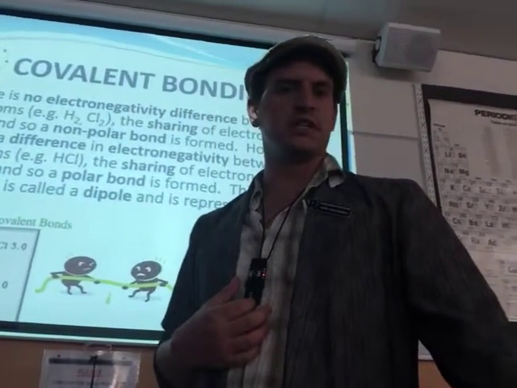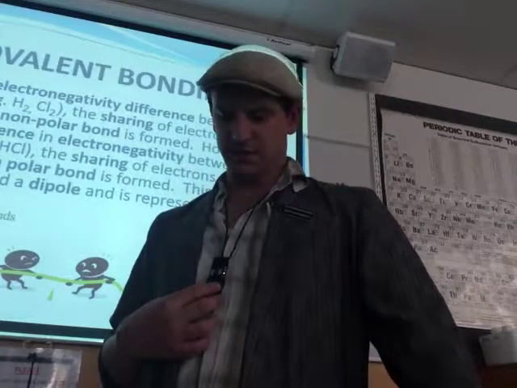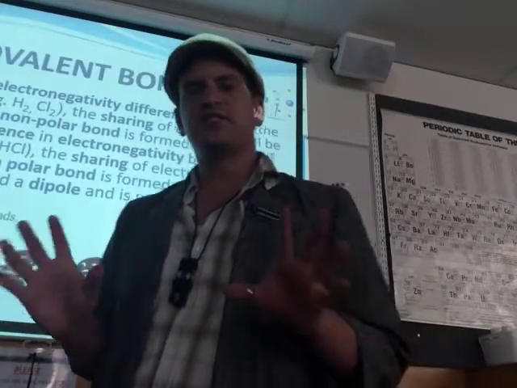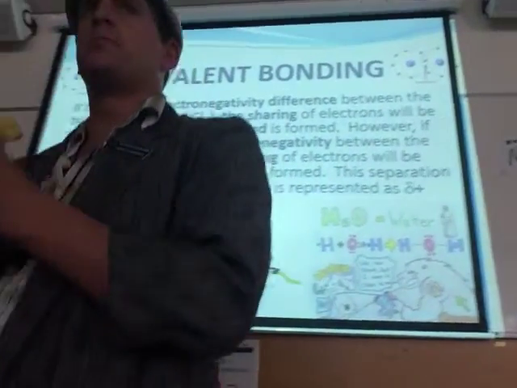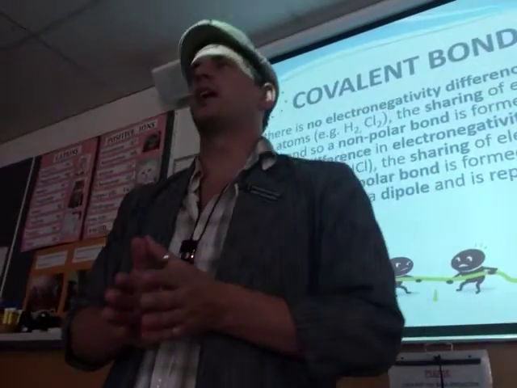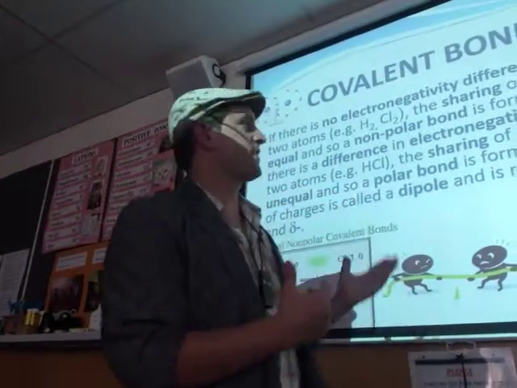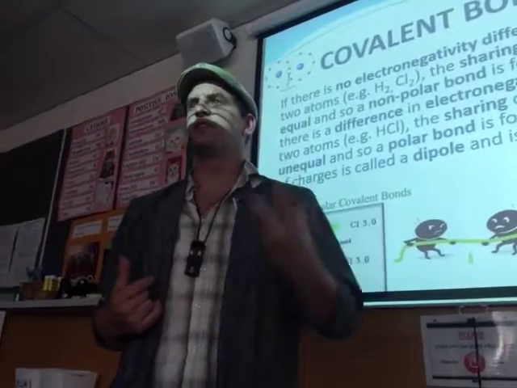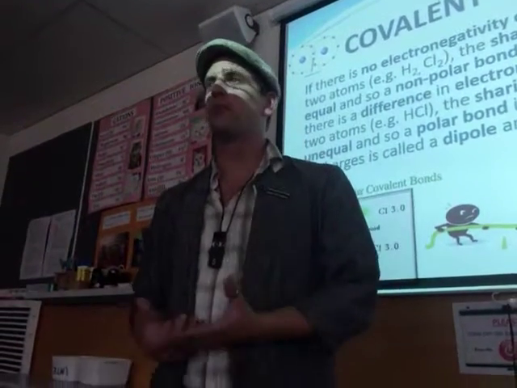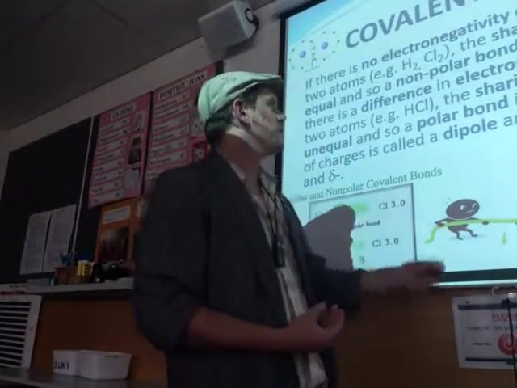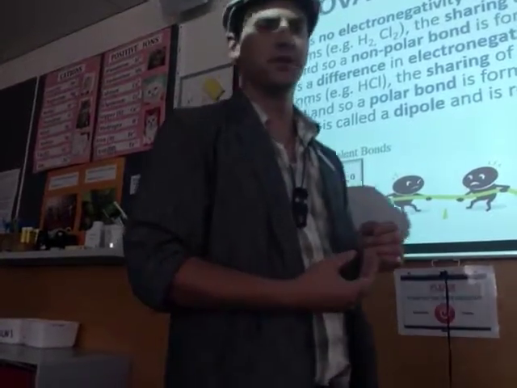Okay? We'll explore this in detail. But just get the idea that if they're the same element, it's non-polar because they're sharing the electrons evenly. If they're different elements, you automatically have a different electronegativity because you've got a different number of protons in the nucleus. Then you're going to get a polar bond.